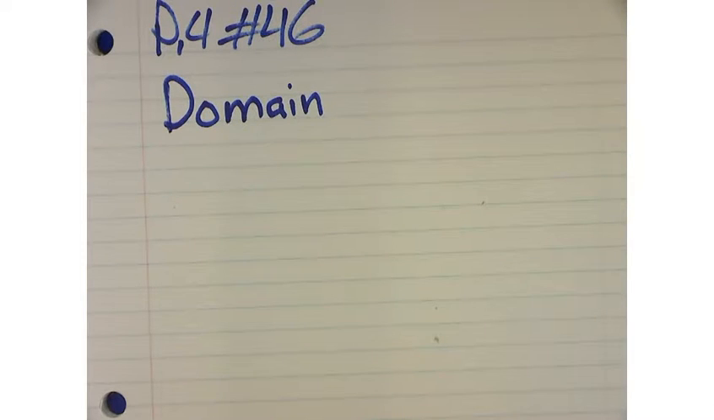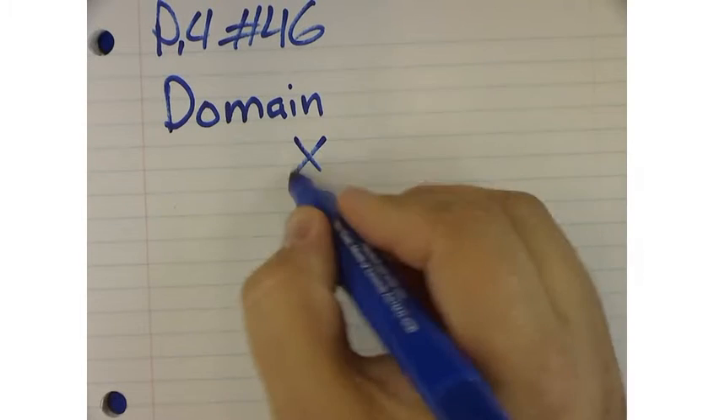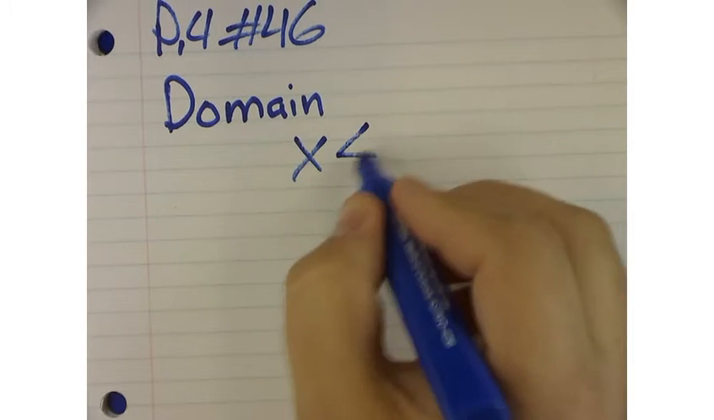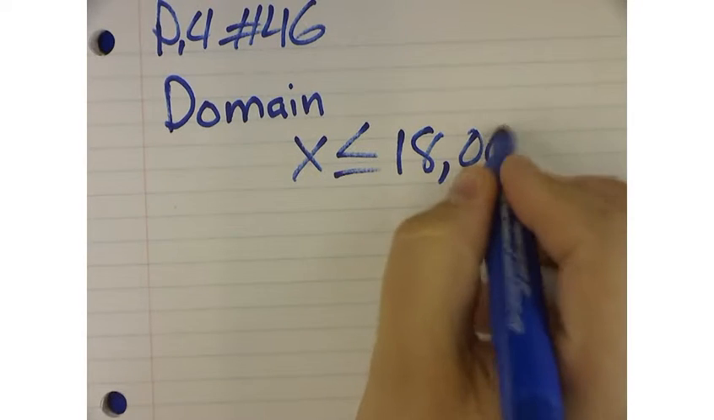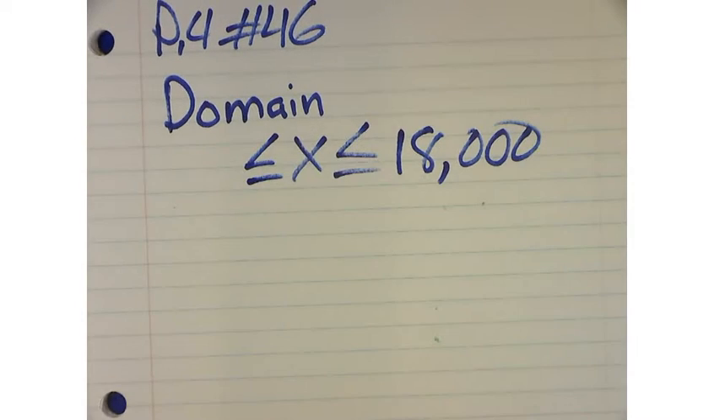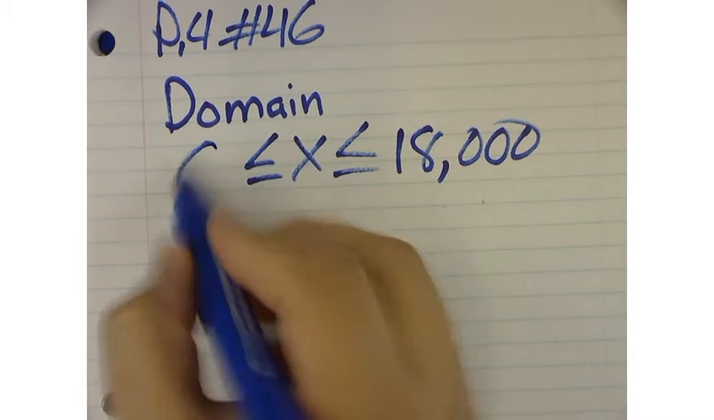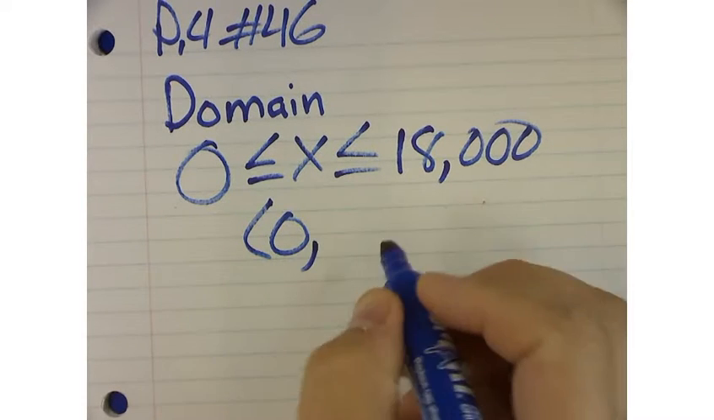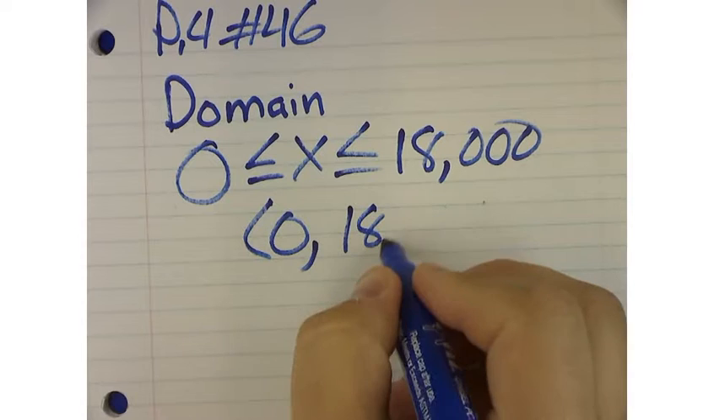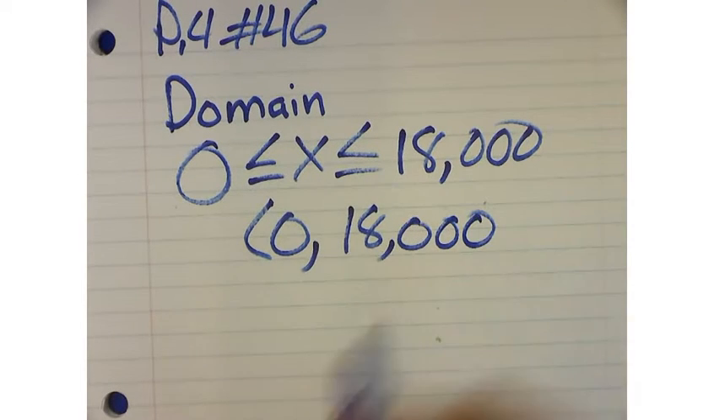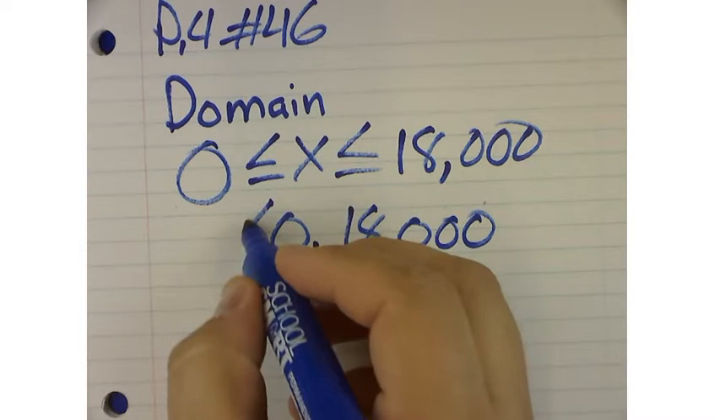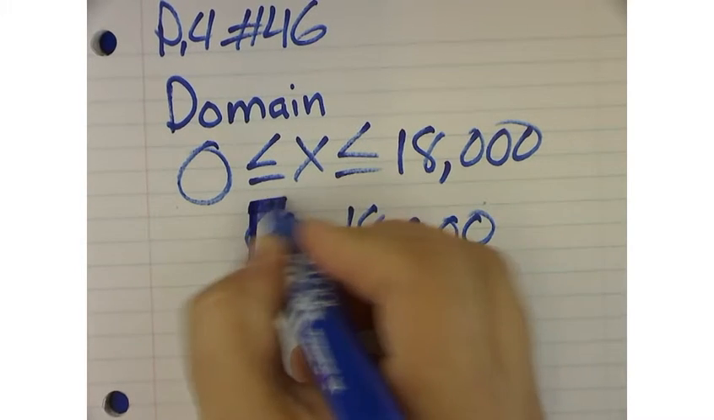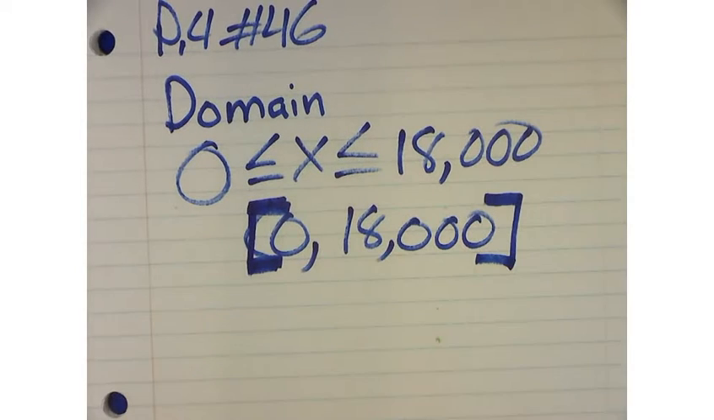So X represents the amount of money that she's going to put into this account. How much could she put in? 18,000, right? And what's the bare minimum she could put in? 0, right? So she could put in 0. So if I wanted to write that in interval notation, I could say 0 to 18,000. Did I write that correctly? We're including 0, so what should I do? I should use a bracket, right? Okay. That's part A.